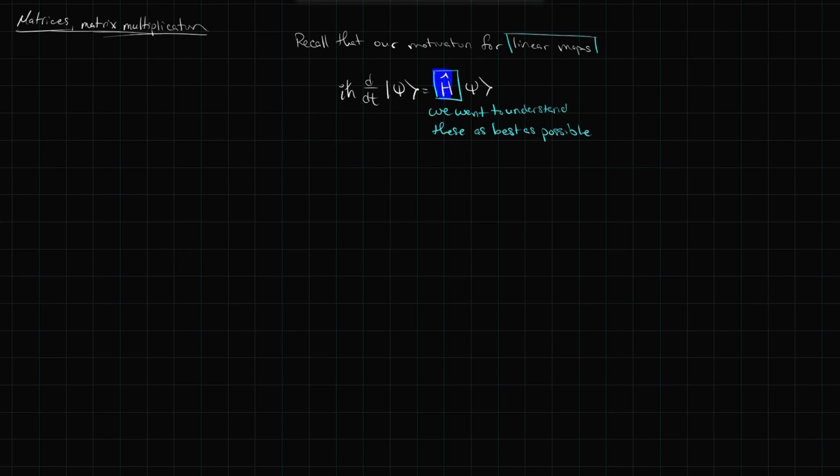And matrices are the best perspective we know of for linear maps. Really, matrices are a perspective that you take on linear maps. In fact, they're a representation of linear maps. We'll see that soon. And they give us a good collection of tools, or maybe a good collection of intuitions on how linear maps behave. That's why we're going to focus on matrices for really the rest of the semester. So let's go ahead and see what a matrix is.